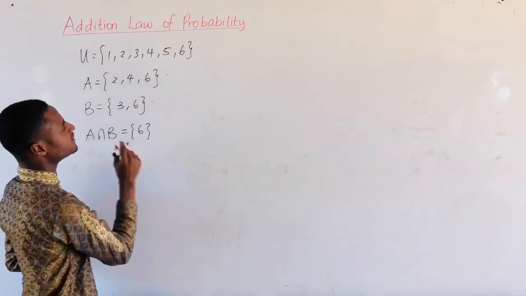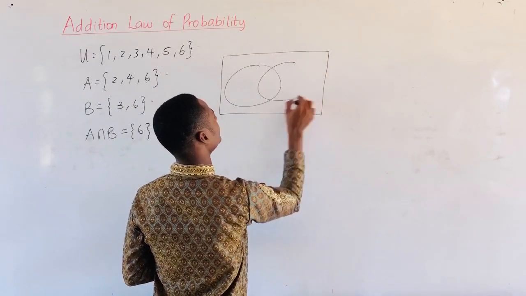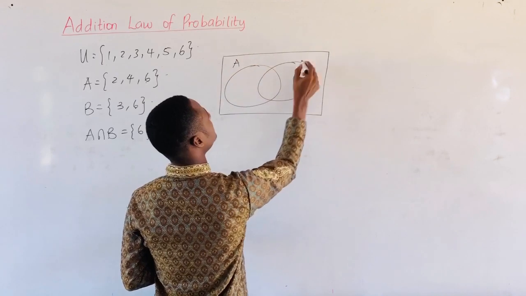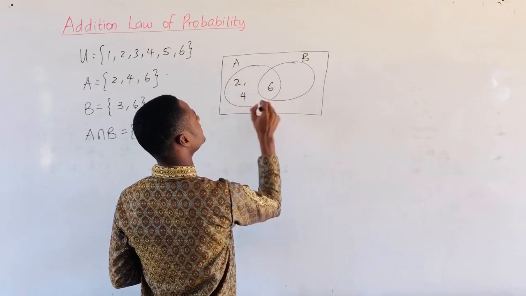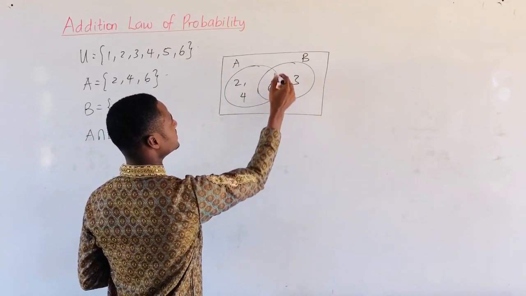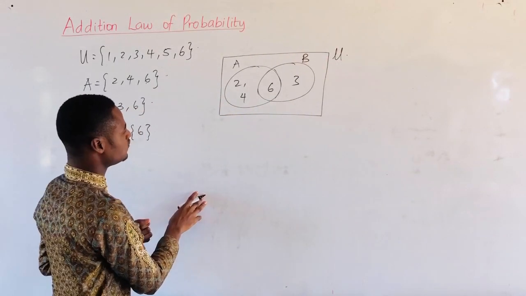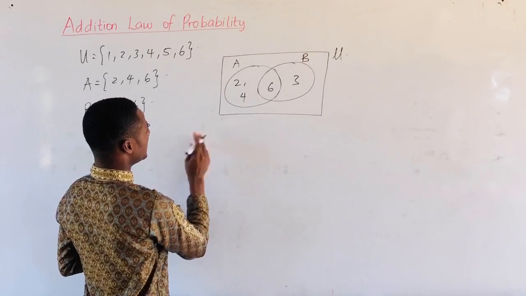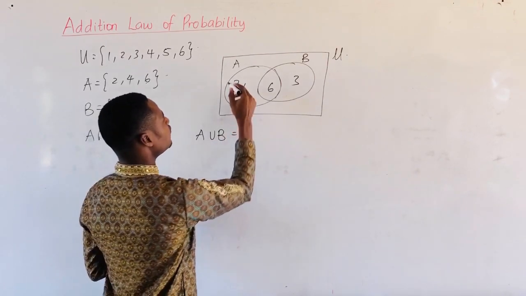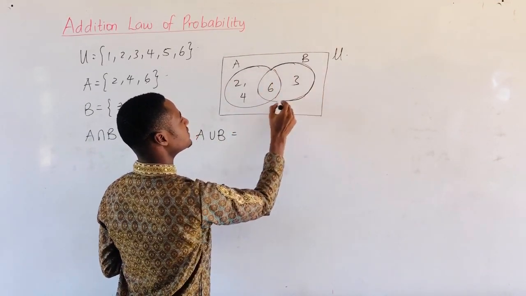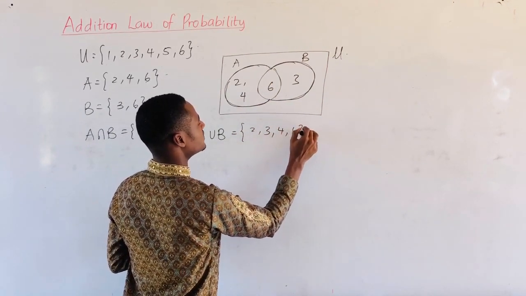Now, if we represent this in a Venn diagram, we are going to get this. This is set A, this is set B. A is 2, 4, 6, and B is 3, 6. Where 6 is the intersection of A and B. And all these are from the sample space U. Now, A union B, which is also referred to as A or B, would be the whole set, which is 2, 3, 4, 6.